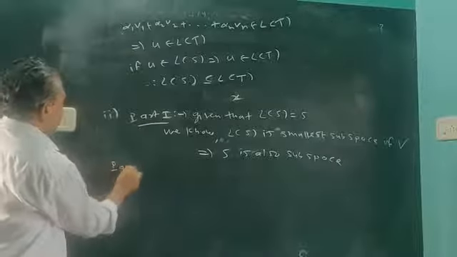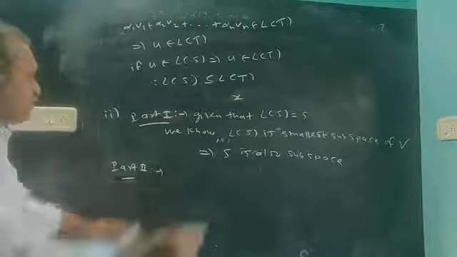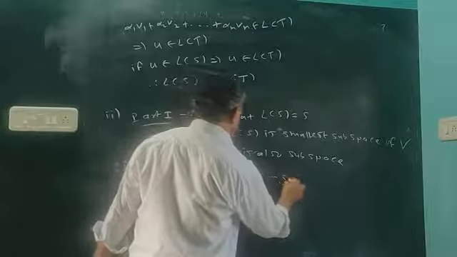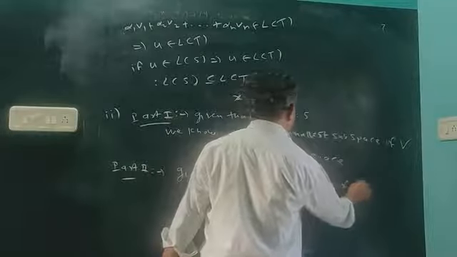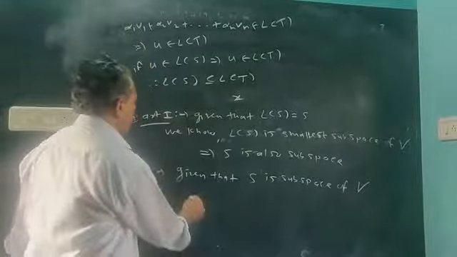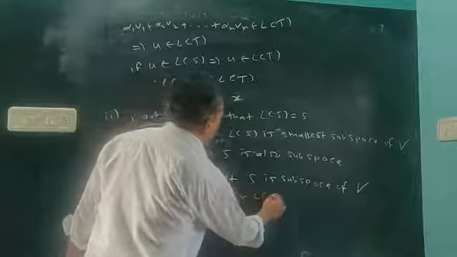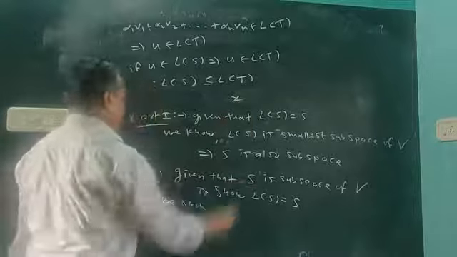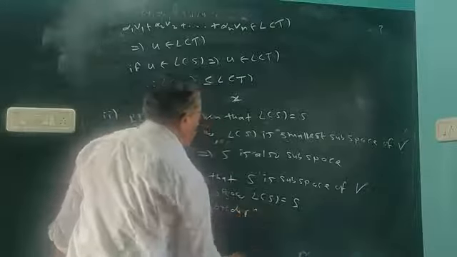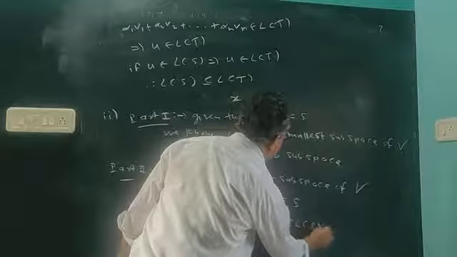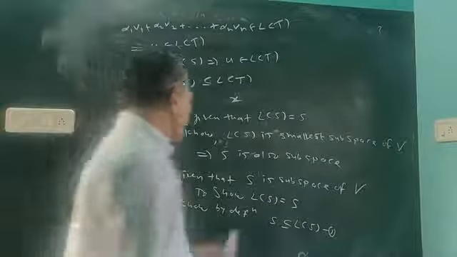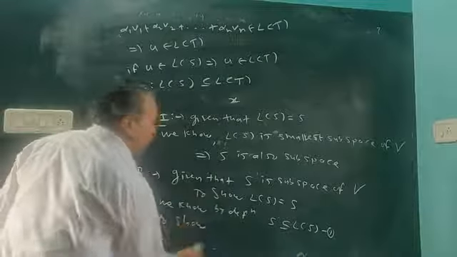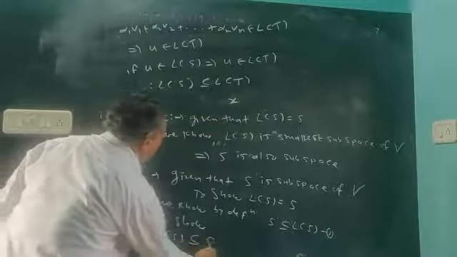Now second part, the converse part. Now this is given to you: given that S is a subspace of vector space V, and to show L of S equals S. So we know already by theorem, S is a subset of L of S. We only need to show the second point, L of S is a subset of S. So we need to show only one point.